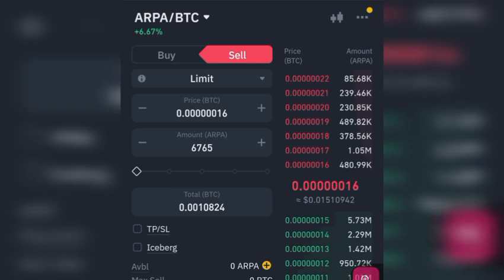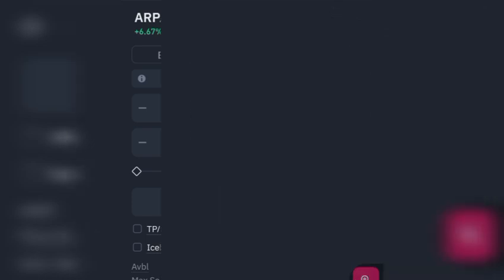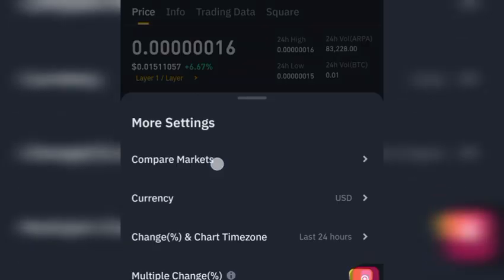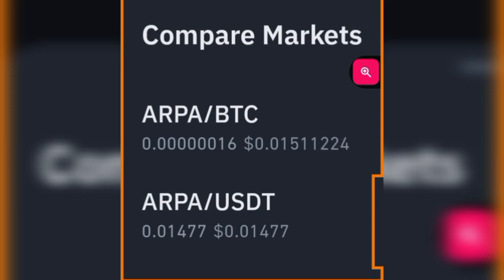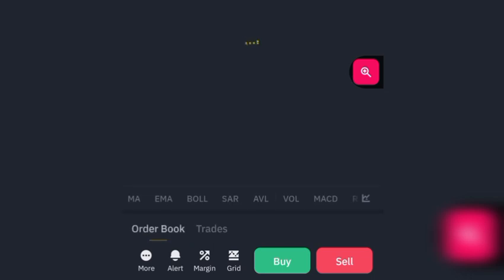Let me take you back so you can see exactly what I'm talking about. Remember that from what we saw earlier, let's go back to the compare market so that I will not be confusing you. Look at it here. You can see that we have 0151 in ARPA BTC, and we have 0147, which is bigger, obviously, ARPA BTC.